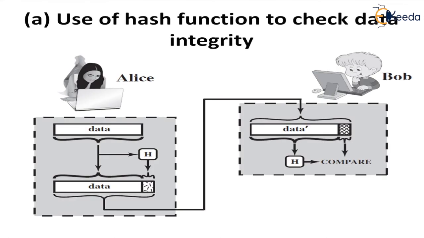So the first type of attack that we can see is with the use of the hash function to check the data integrity. The attack can occur on the data. This is one of the examples: Alice sent the data to Bob with the hash function, the data is modified to data dash, and it is compared again with the hash function. Now here the data is modified, and Bob comes to know that the data is altered.